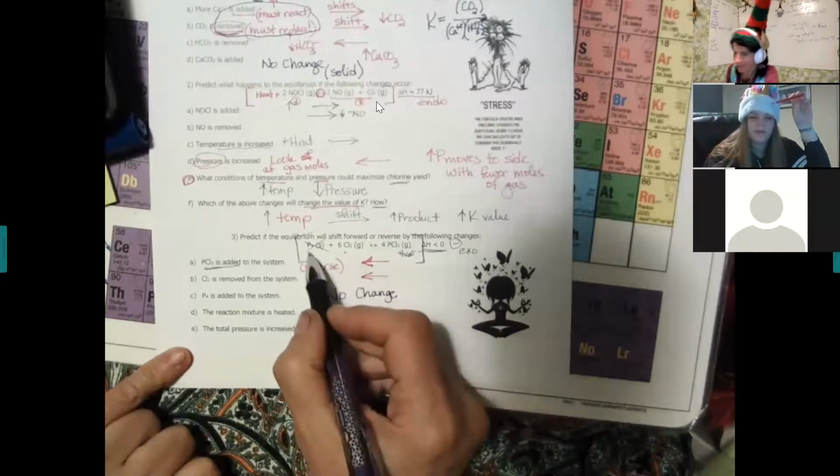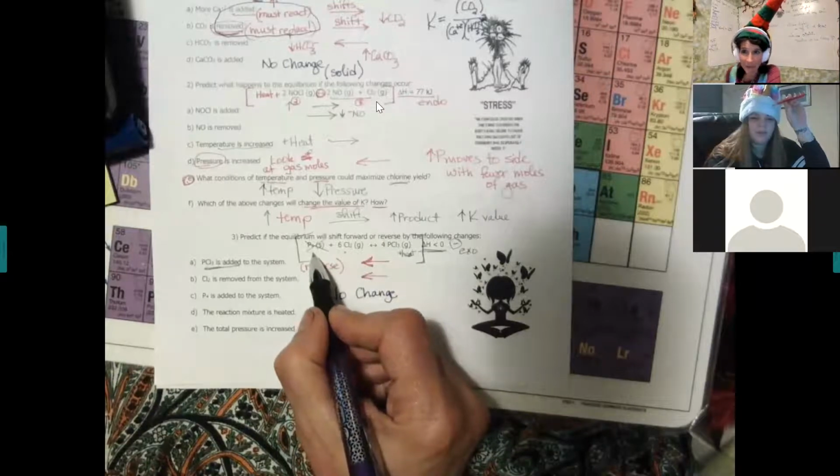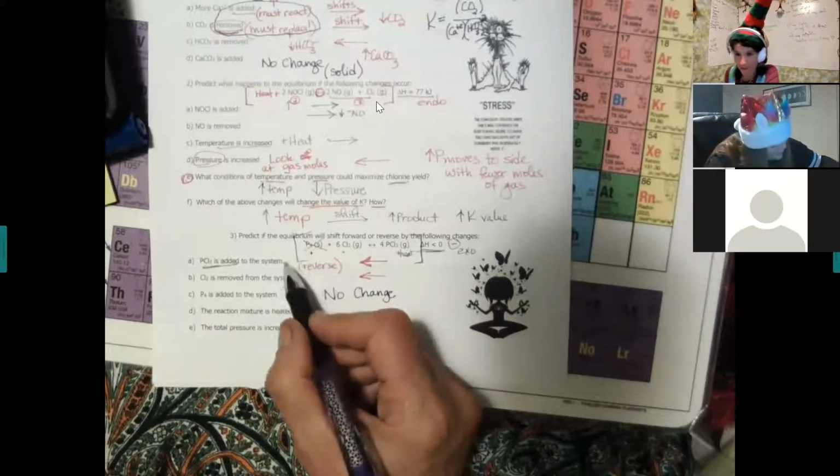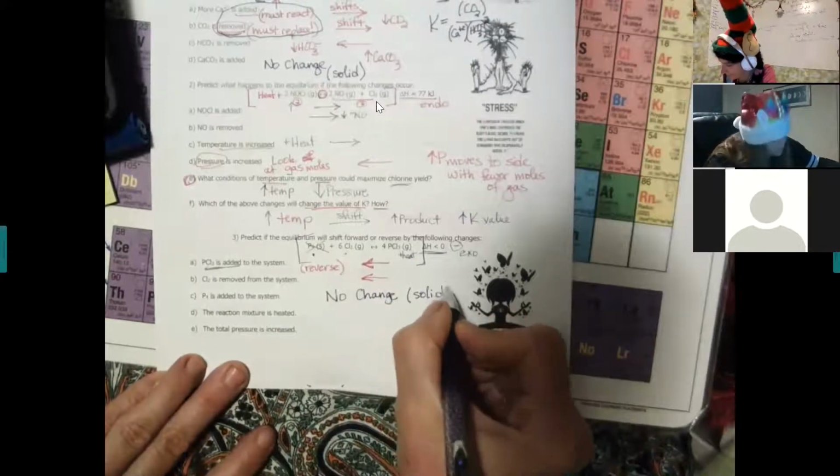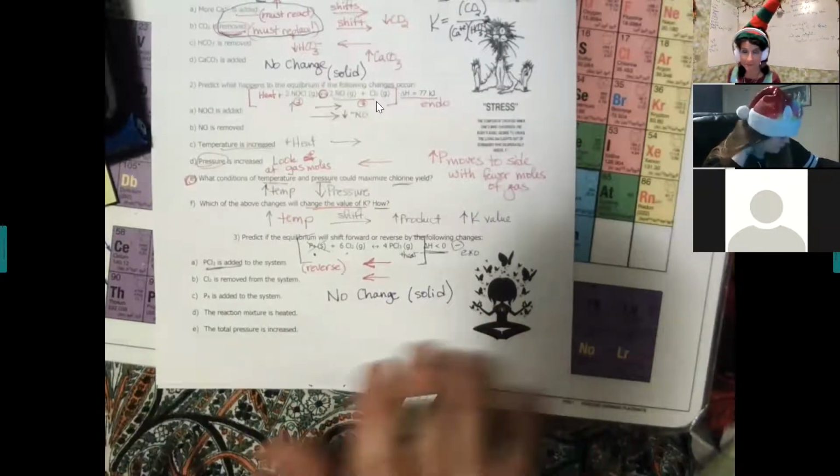What's going to happen? No change. Why? I lied. It's because it's a solid. That's why we're crossing it out, because if it's crossed out, it means there's no change. It's a solid. Solids and liquids, cross them out. You don't put them as part of your K expression.